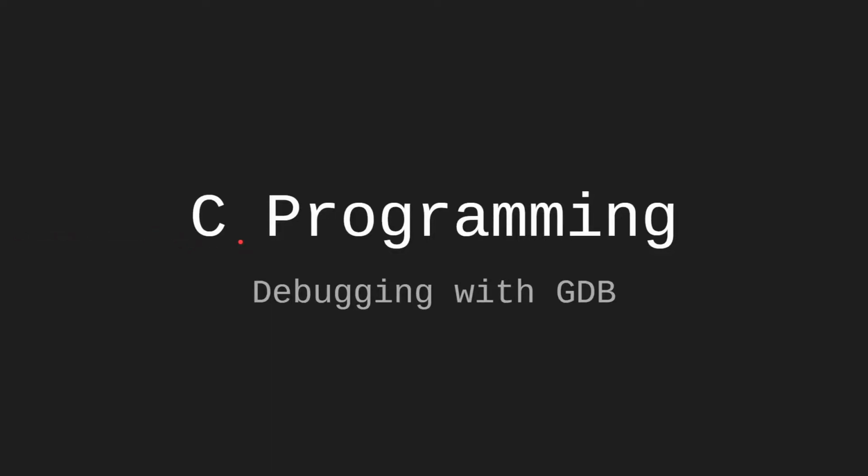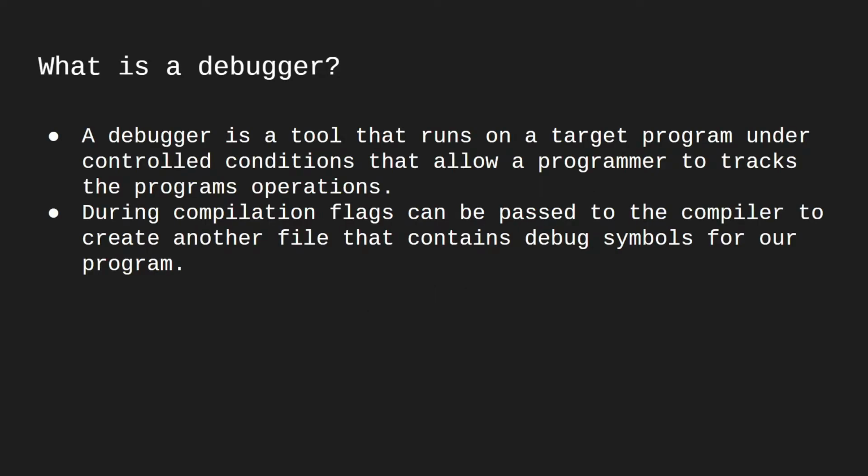Hello and welcome to the lecture on debugging with GDB. First, let's discuss what a debugger is. A debugger is a tool that allows us to run a program against a target program that is executed under controlled conditions. This allows a programmer to track what operations a program is performing.